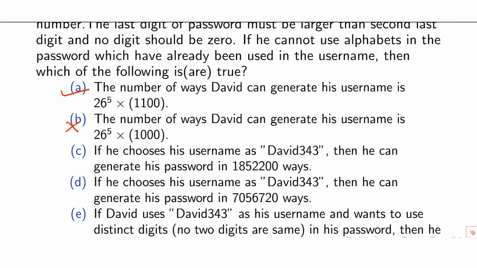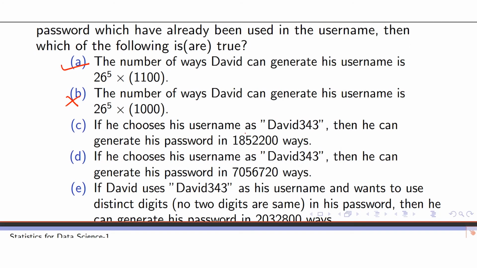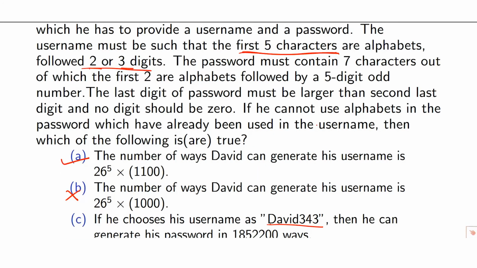For part C, D, we have to find the number of passwords if he chooses the username as David343. Now we have to find the number of passwords he can generate. For the password, we have to use two alphabets followed by a 5-digit odd number. The digits must be odd, and the last digit of the password must be larger than the second last digit, and no digit should be 0.